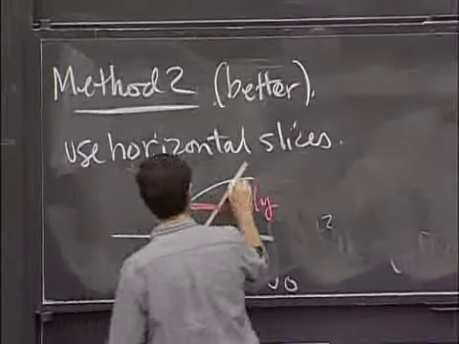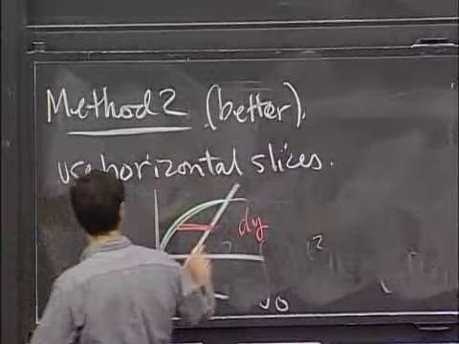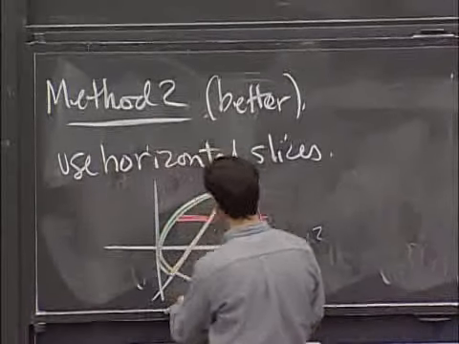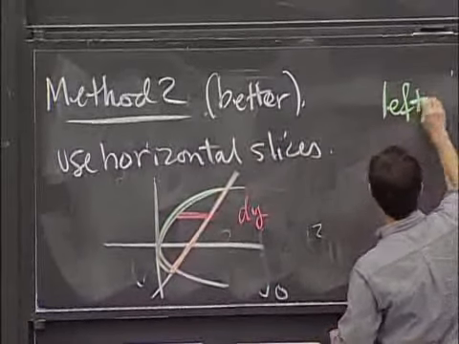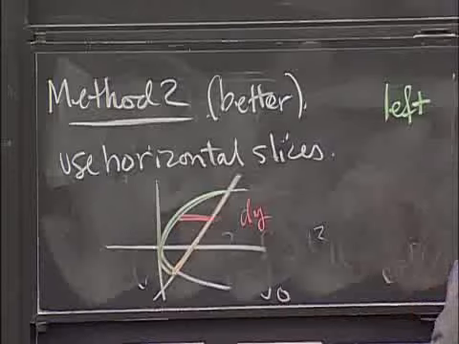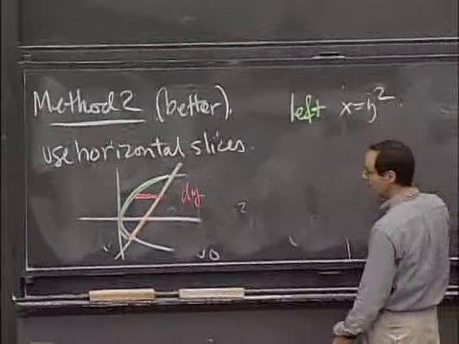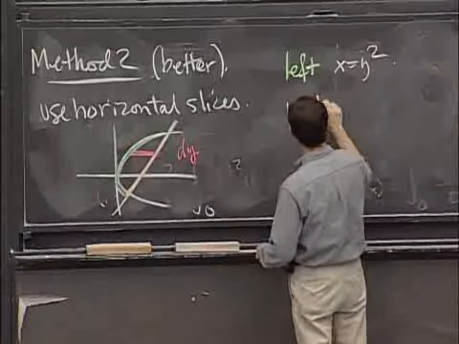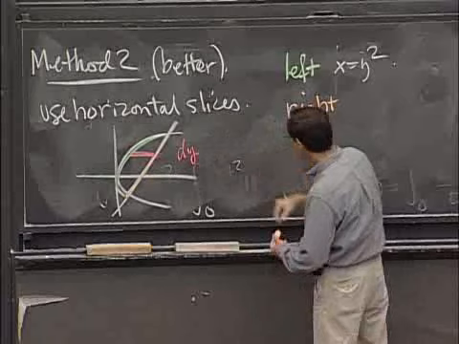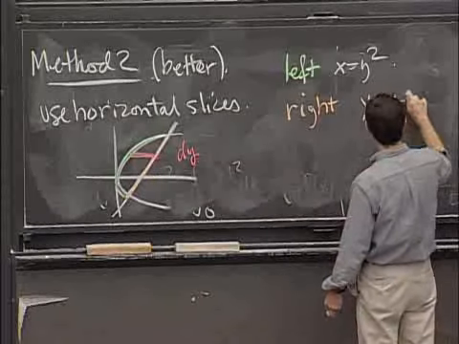So here's a left, and whoops, I don't know, orange is right, I guess. So here we go. So we have the left, which is this green, is x equals y squared. And the right, which is orange, is y equals x minus 2.